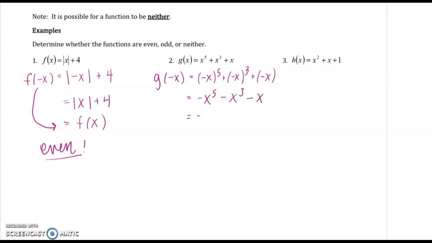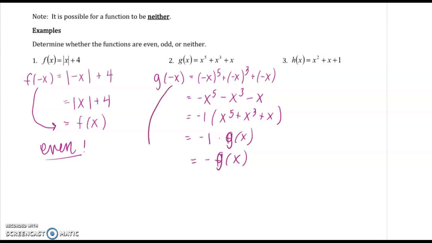And so look what I can do. I can take a negative 1 out, and I have negative 1 times my original function, which is the same as the negative of the original function. Oops, this should be not f of x, this should be g of x. Because when I plugged in negative x, I got the opposite of our original function, this is called odd.